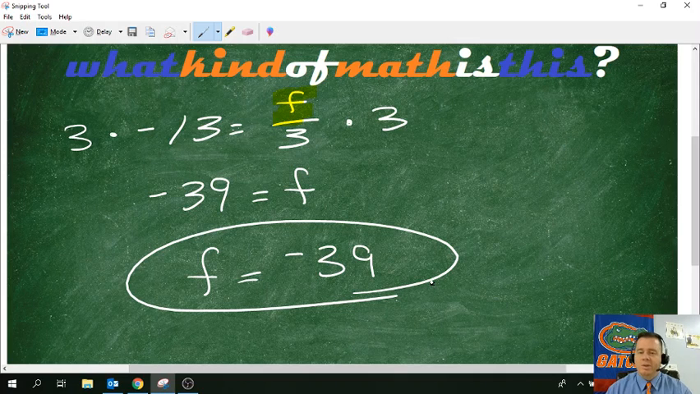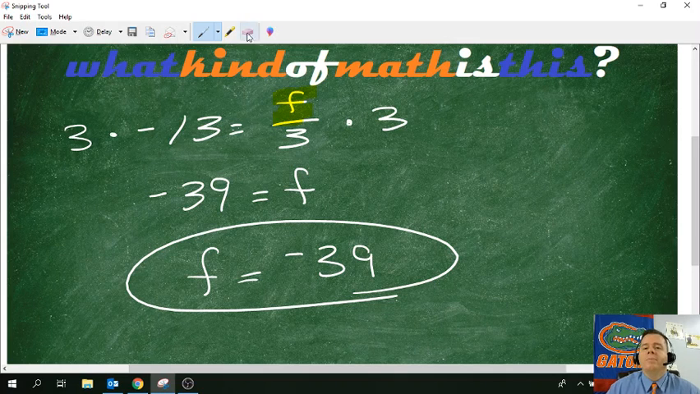So basically, when you are trying to isolate the variable, you're going to do the inverse. If something's being added to the variable, you're going to subtract. If something's being subtracted from the variable, you're going to add. If something's being multiplied by the variable, you're going to divide. If something's being divided by the variable, you're going to multiply. So it's called the inverse operation.